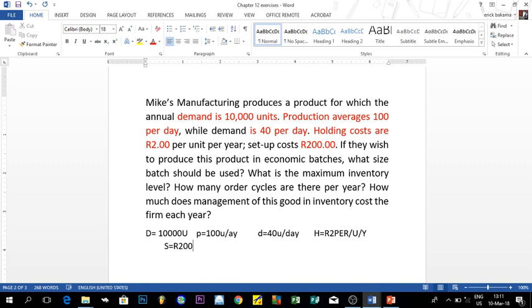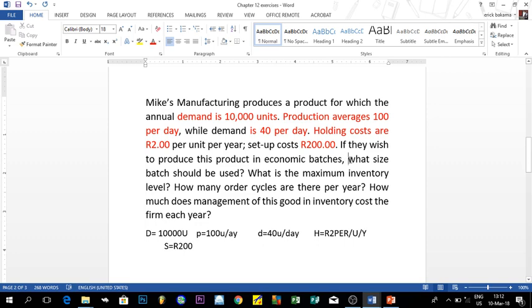Now they say that if the company wishes to produce this product in economic batches, what size should the batch be? What is the maximum inventory level? How many order cycles are there per year? And how much does the management of this good in inventory cost? So we have almost four questions that we need to find out.